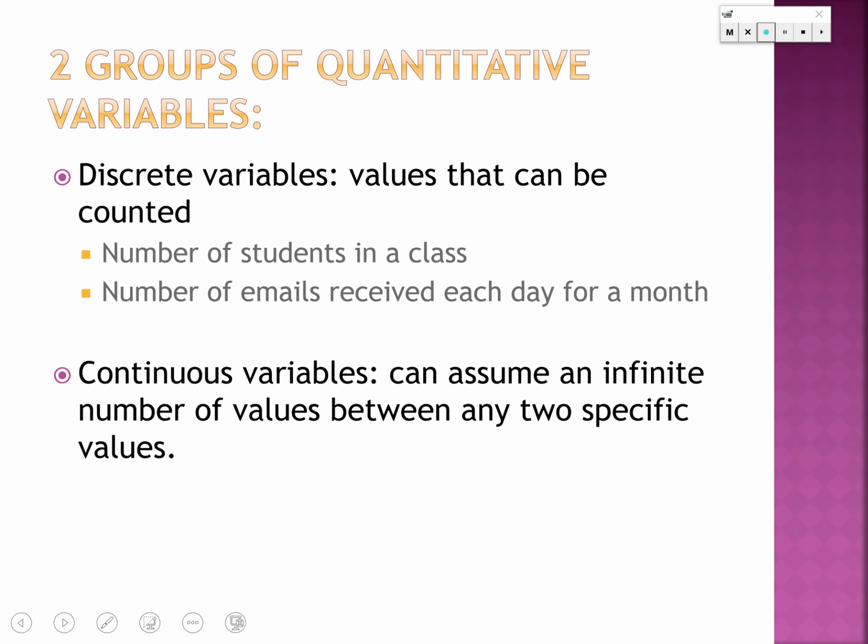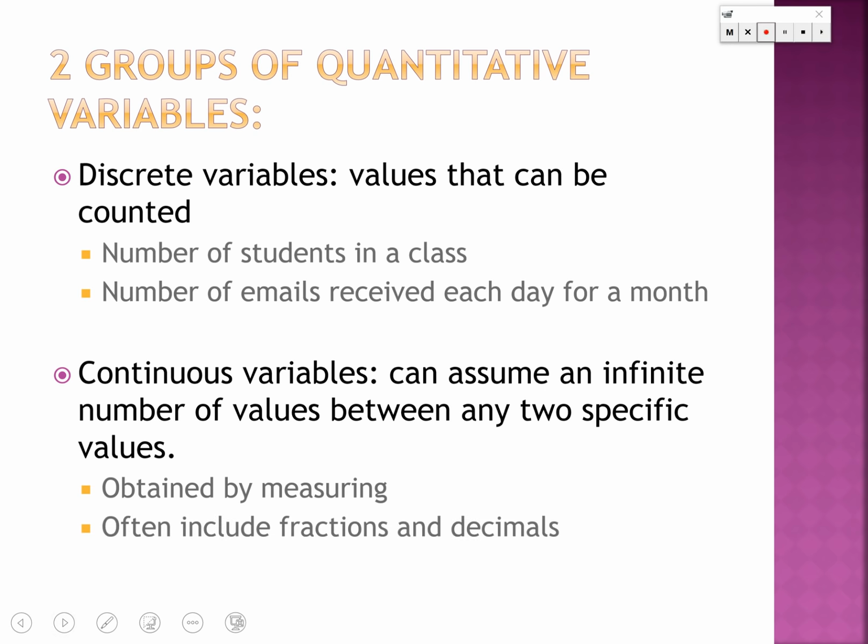Then the other type of variable, the other group type, is a continuous variable, and that can assume any infinite number of values between any two specific values. Those are obtained by measuring. They oftentimes include fractions or decimals. Some examples of those would be length, temperature, time, and mass.